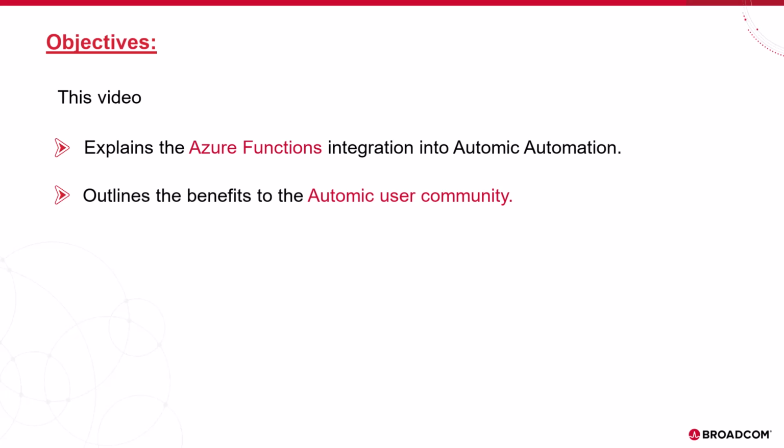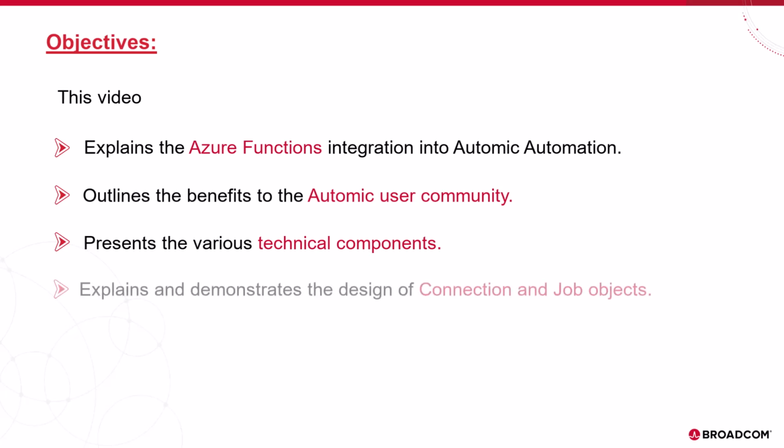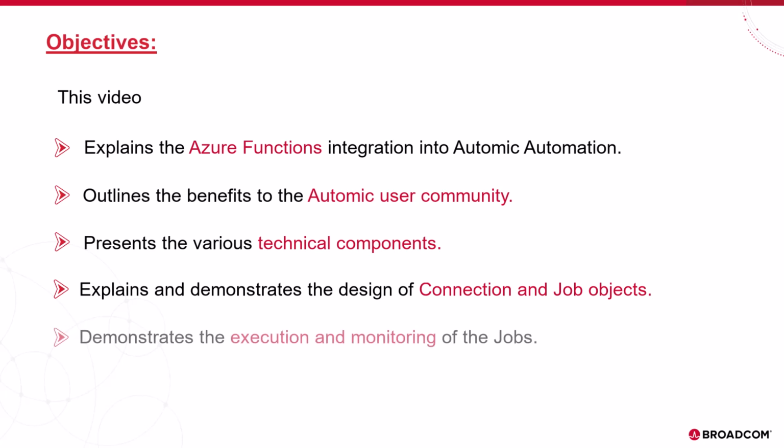Integrating Automic Automation with Azure Functions allows you to run Azure Functions jobs in your workspace from Automic Automation. We'll provide some technical insights so that the integration components are clearly identified and the deployment sequence is understood. We'll focus on the configuration of the agent and the design of the two core object templates, connections, and jobs. Finally, we'll run through a demo.